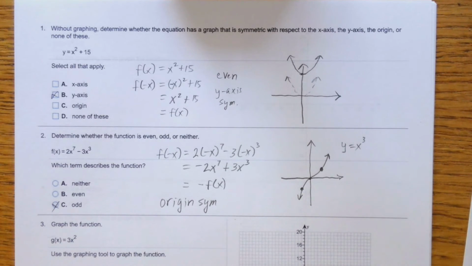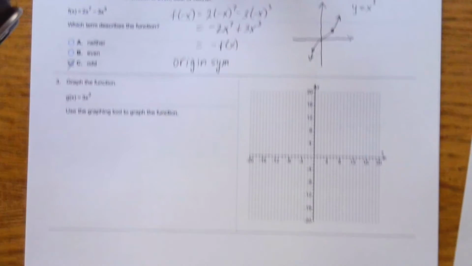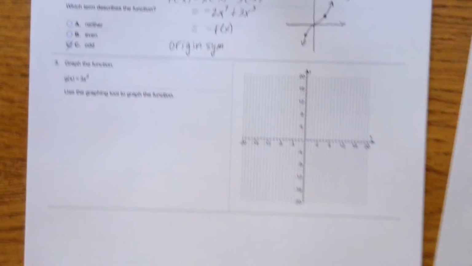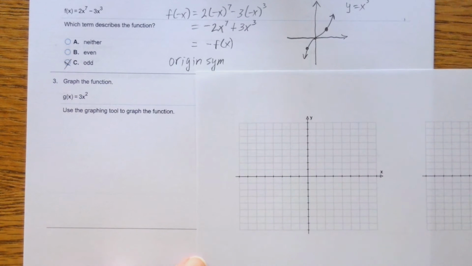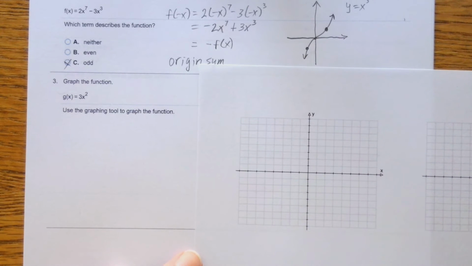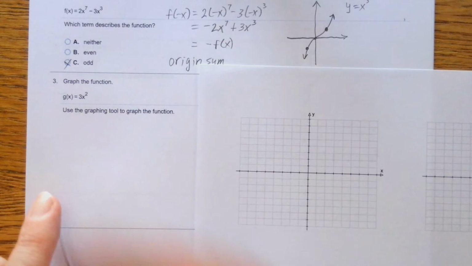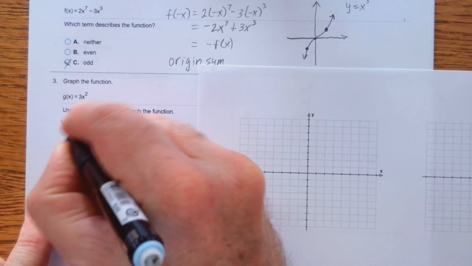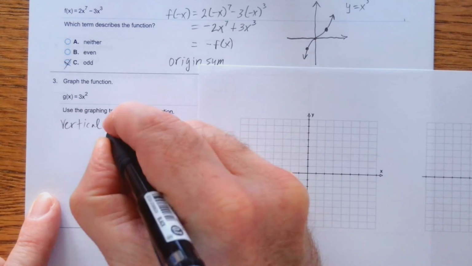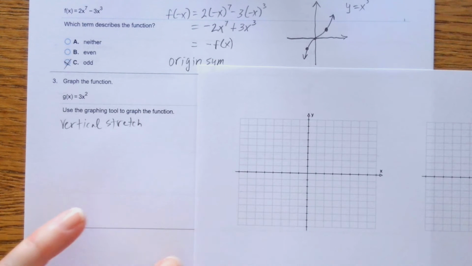All right, let's look at number 3. It says graph the function. I'm going to use a different grid. And notice this is the graph of x squared, but it's got 3 out in front. That's going to cause what we call a vertical stretch. And I'll show you why.